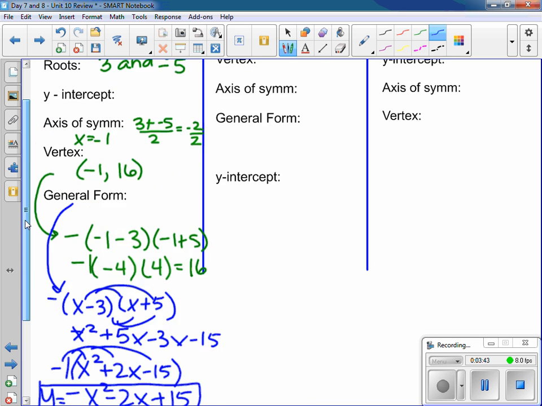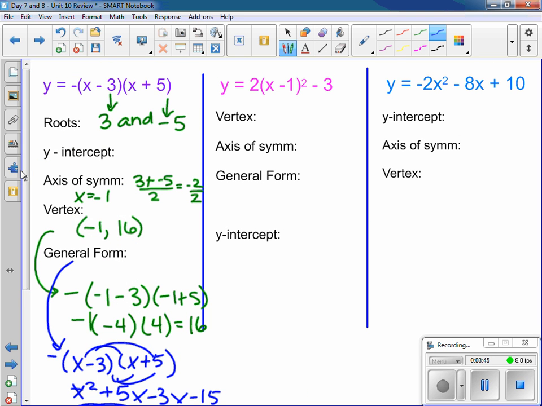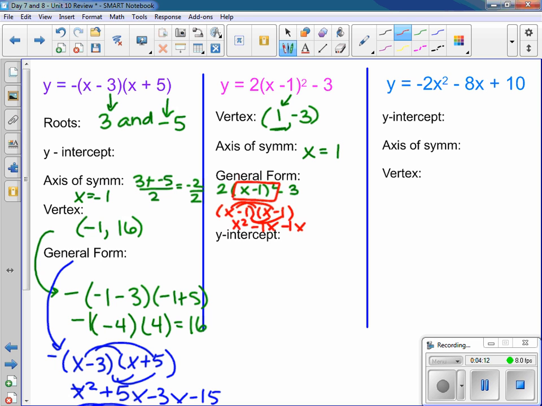Okay? All right, then we go to vertex form, and this is vertex form, so we know the vertex. It's the opposite sign inside, so it's 1, negative 3. The axis of symmetry is just the x-coordinate, so it's x equals 1. And then all that's hard on this one is converting to general form. The piece you want to do first is the x minus 1 squared. And squared just means you write it out twice, and you get x squared minus 1x minus 1x plus 1.